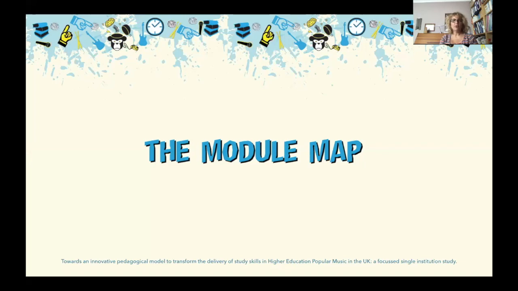If you haven't got hold of the toolkit yet, there's a copy which looks like this, which should be in the staff room in your college, or you can download it from musostudy.com. The module map is also available as a Word document, which you can download from the website. There's also a link in the toolkit PDF.